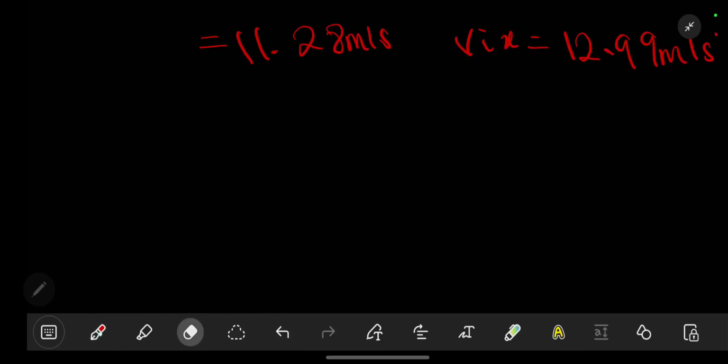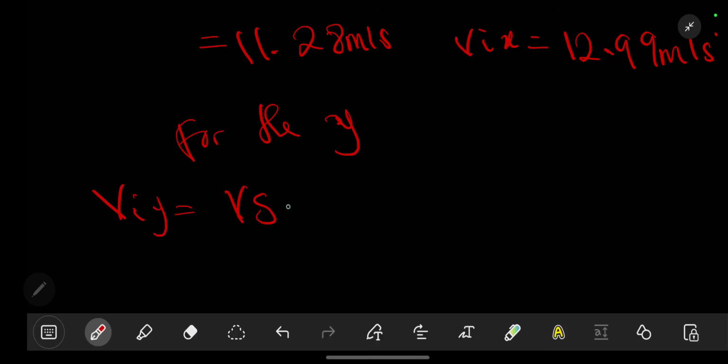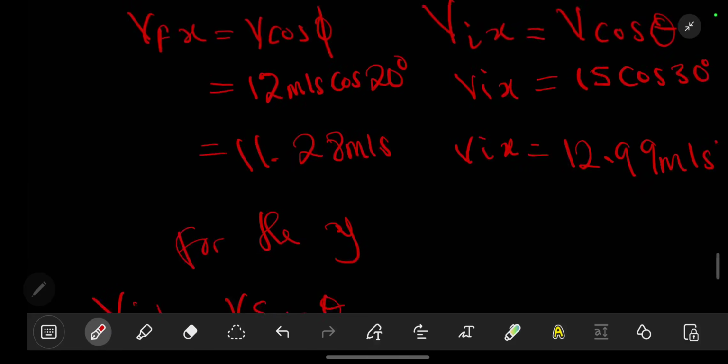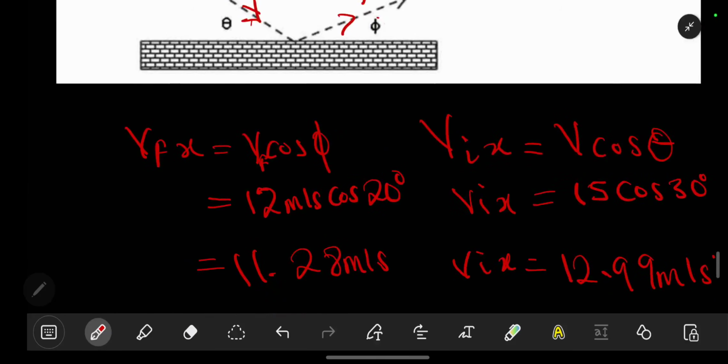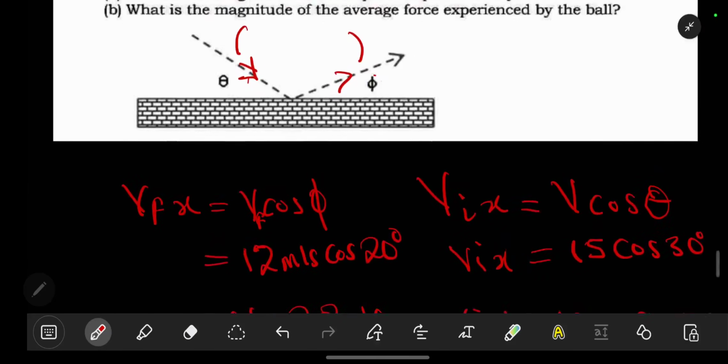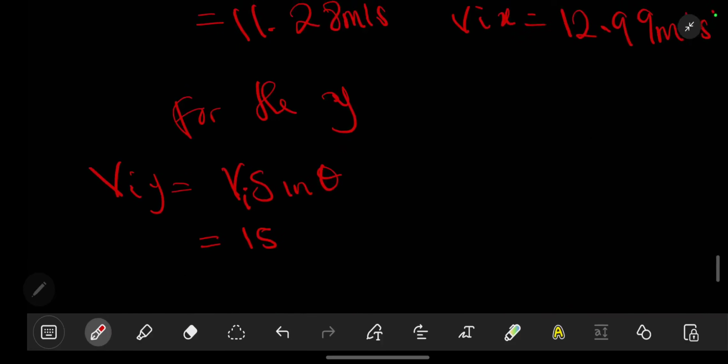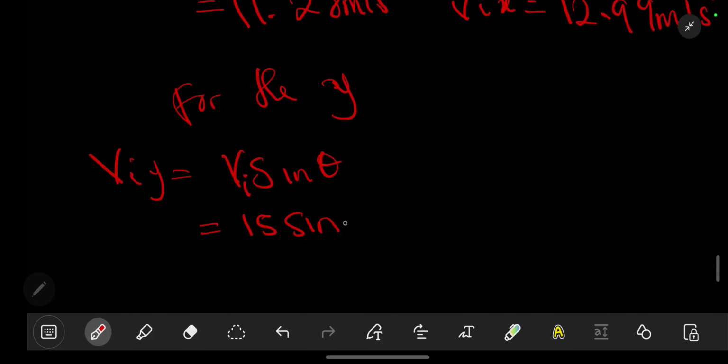Let's find it now for the y. For the y, the initial velocity v_iy should be equal to v sine theta. Let's be careful: velocity initial, since it's changing, versus velocity final. The initial velocity is 15, sine of the angle 30, which gives us 15 sin 30. This gives us a value of 7.5.